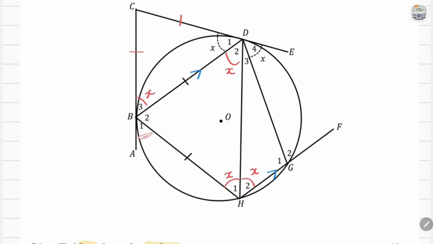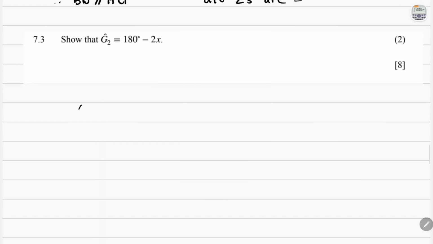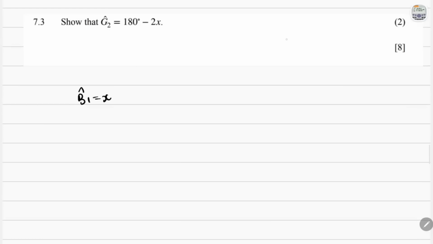How do we find B1? Angle B1 is between a tangent and a chord. So it's equal to the angle at the circumference subtended by the same chord BH. So that would be angle D2, which is equal to x. So that's where we start. We'll tell them that angle B1 first. Angle B1 is equal to x because of the tan chord theorem.